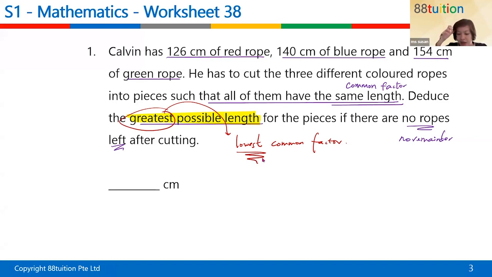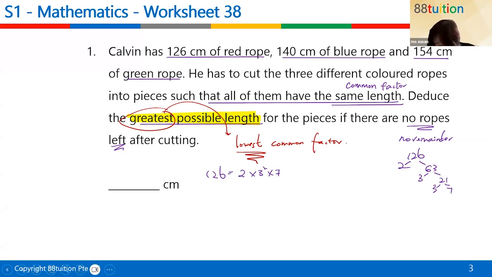Okay, all right. So now what you need to do is the prime factorization for 126. So you have to do that. 126, you have 2, 9, 18. You should get this. And then you must have 140 also.